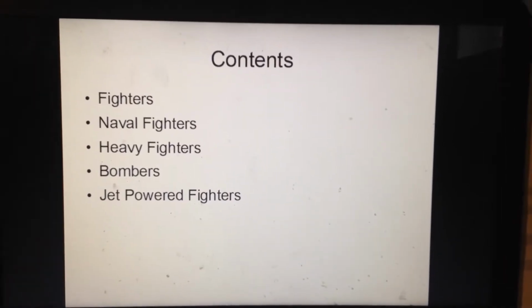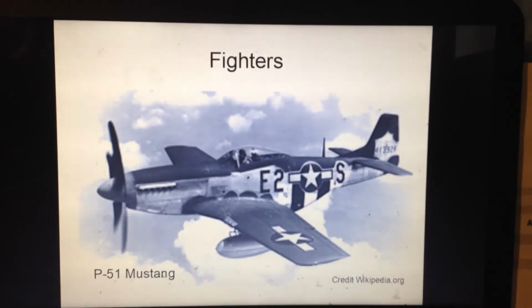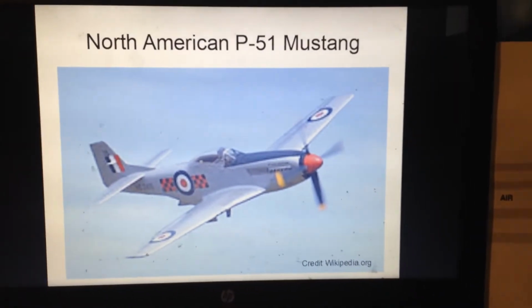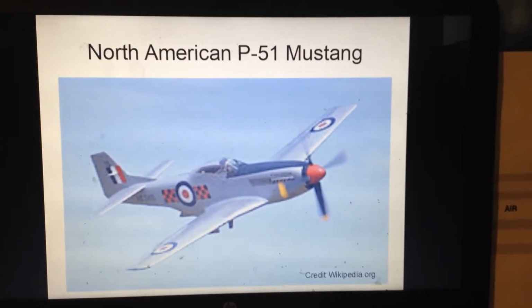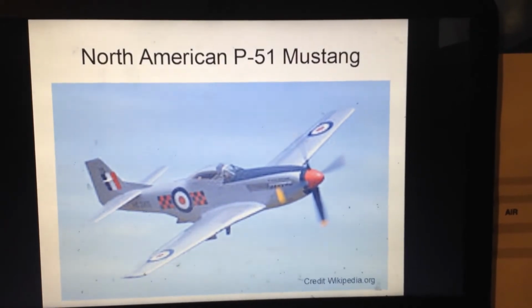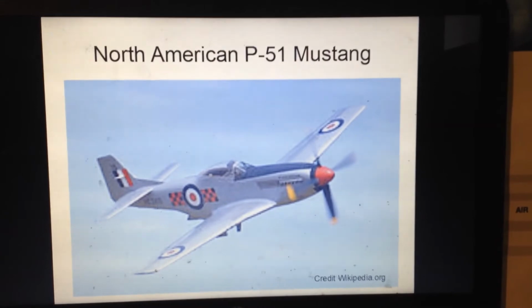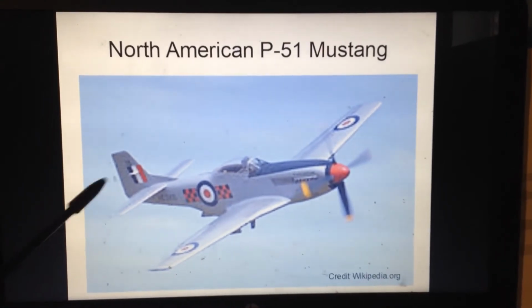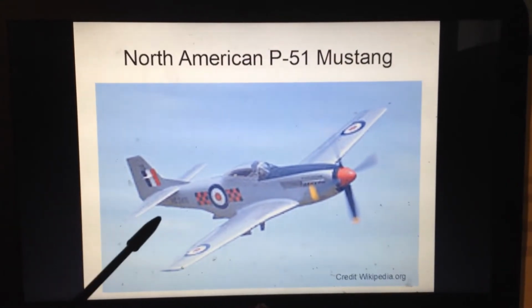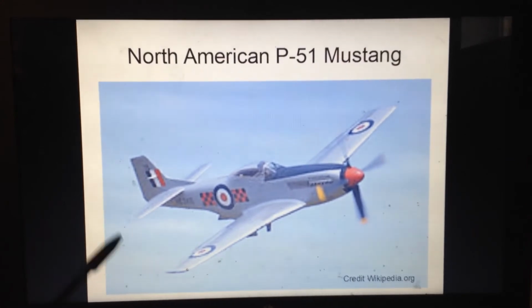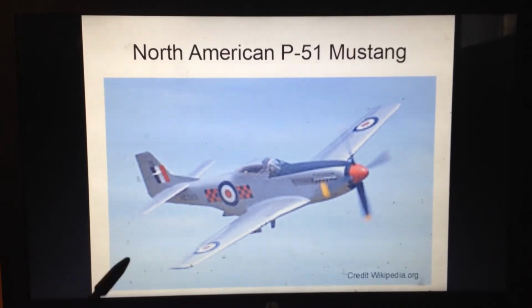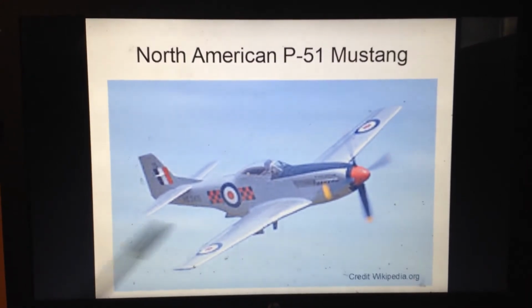First, we have fighters. So, the first plane we have here is the North American P-51 Mustang. Now, this is probably one of the most iconic airplanes of World War II. It was used by the U.S. Air Force as an escort fighter for bombers and as a general air-to-air fighter or air-to-ground fighter.